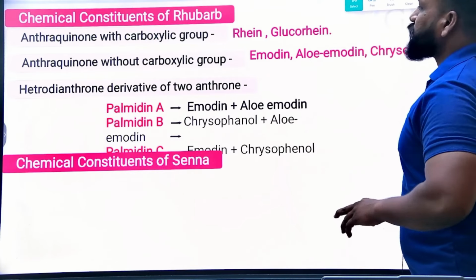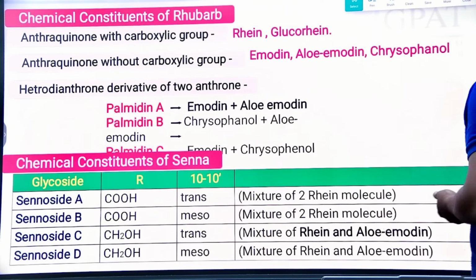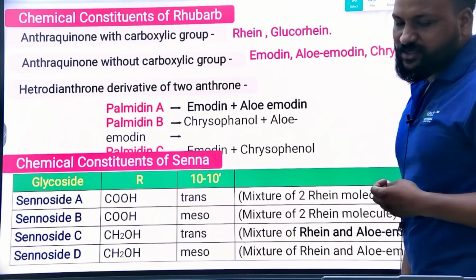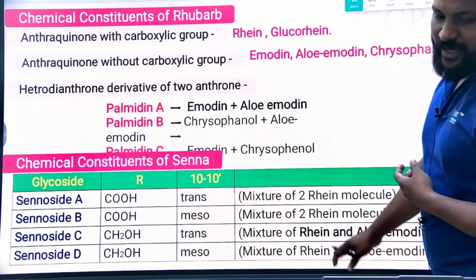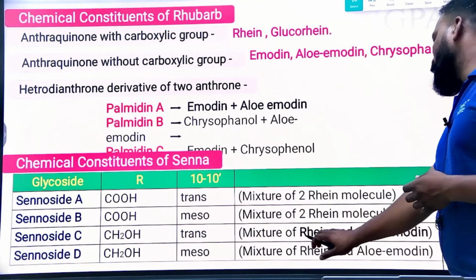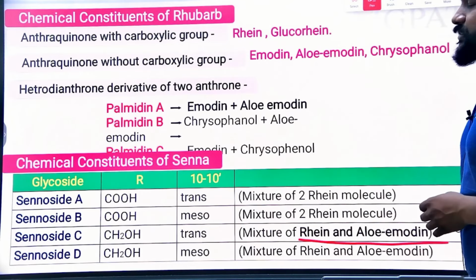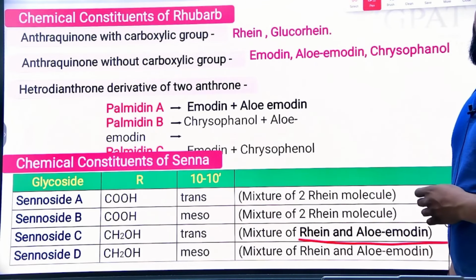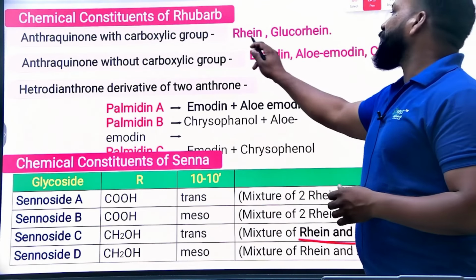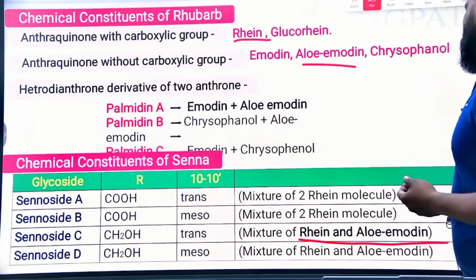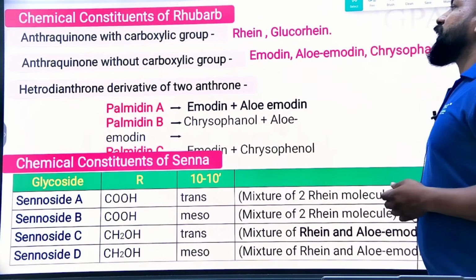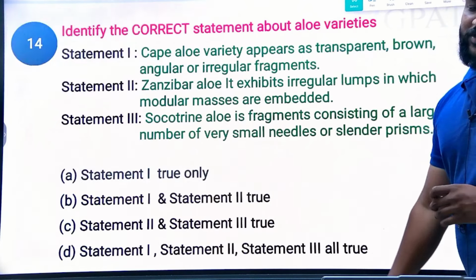Next. So these are the senna glycosides, the senna chemical constituents, sennoside A, B, C, D. Sennoside C contains emodin and sennoside. In rhubarb also we do contain rhein and sennoside. Clear? So in anthraquinone glycosides, it is a common combination.